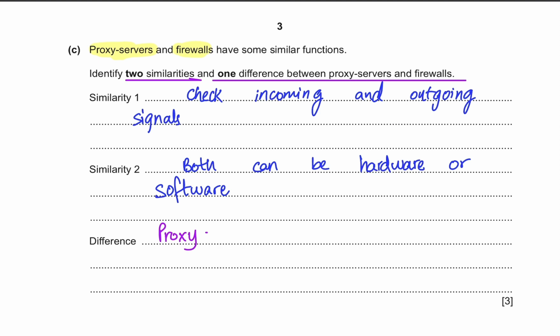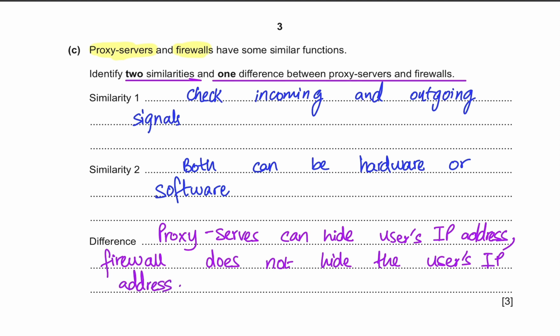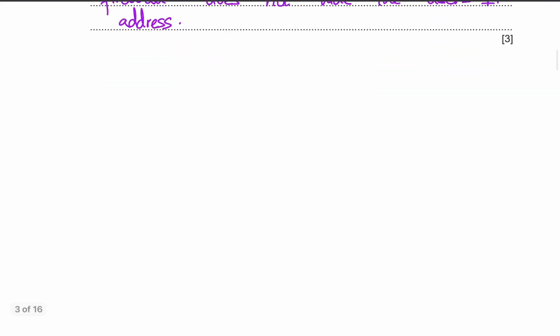Proxy servers can hide the user's IP address, and obviously your IP address is private, whereas a firewall does not hide the user's IP address. Okay, then we move forward to the next question.